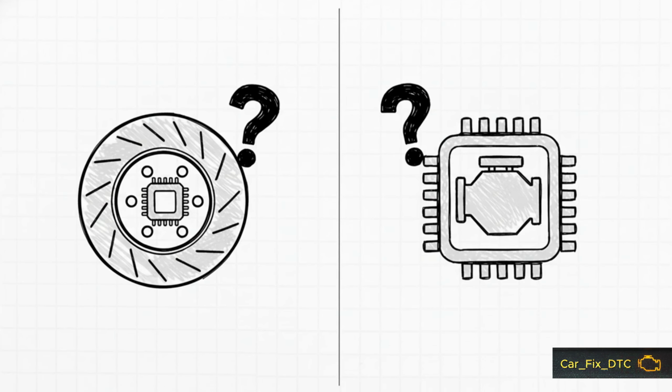All right, so you've updated the software, you've triple-checked all the wiring, but that annoying light is still on. Now we have to consider our last 2 suspects, a faulty ABS module or a defective engine control unit. Yeah, these are definitely more serious issues, but they are absolutely fixable.